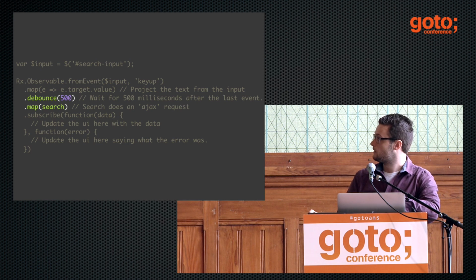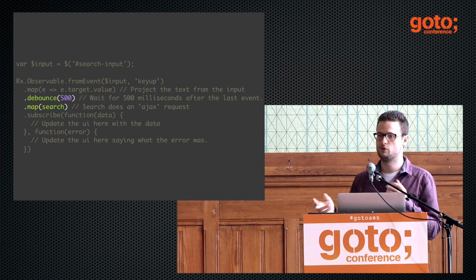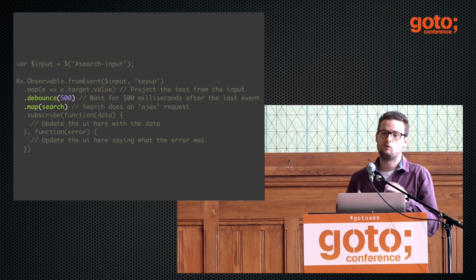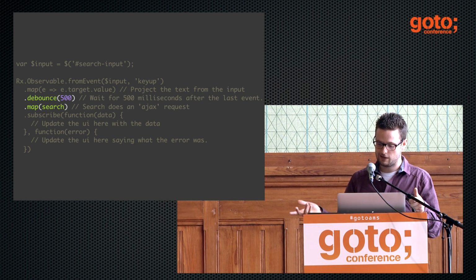So we can use this operator for our example to limit the amount of queries that we send by simply adding this debounce operator. And then we say 500, that means if the user stops typing for half a second, then we send it to the backend. And this way we prevent ourselves from spamming our server. But we're not there yet.